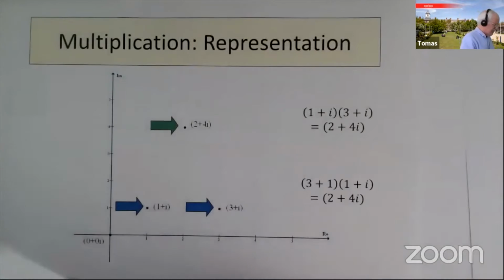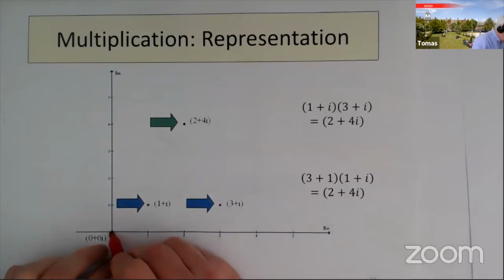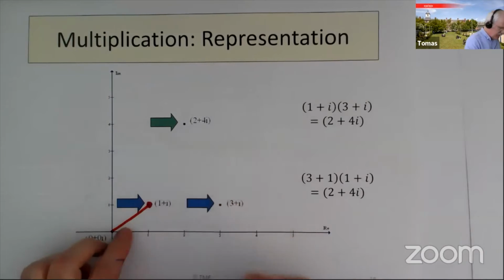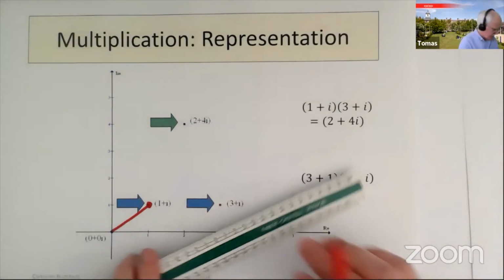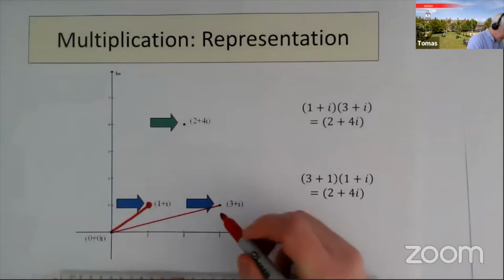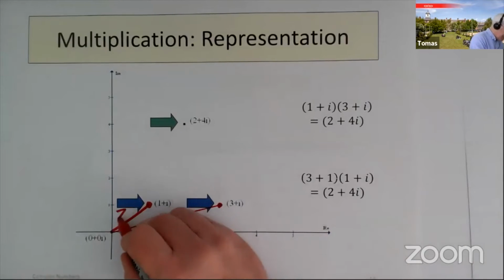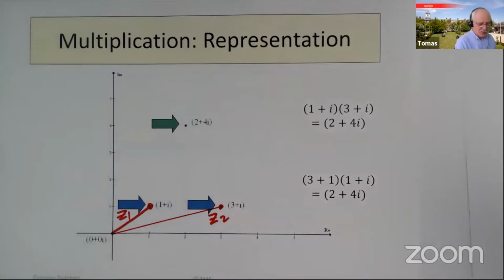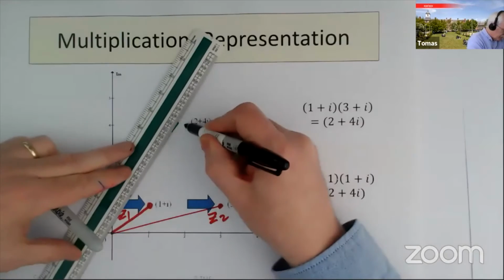It doesn't sort of come to us naturally to think about it, but it's saying that if we have that complex number here, 1 plus i, and we have this complex number here, another one beside it, 3 plus i, if this is Z1 and this is Z2, when you multiply them by each other, you get this one here.